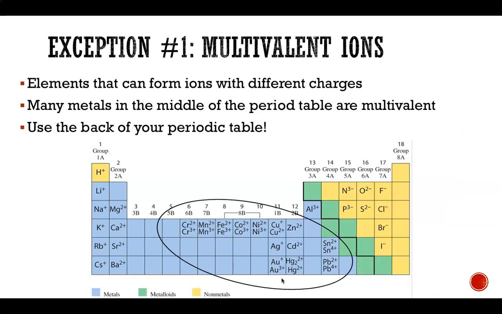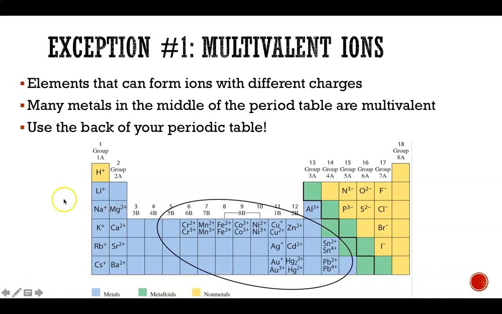Okay, exception number 1 is called multivalent ions. So basically, so far we've been ignoring this whole middle section of our periodic table. We've really only looked at group 1 and 2 and then over here into our nonmetals. That's because this whole section is a bit of an exception to our normal ionic compound rules. And the difference is that each of these metals has 2 different versions of itself. It can become 2 different charges.